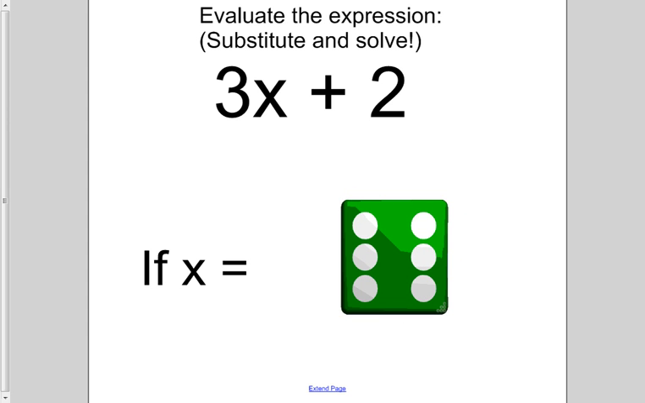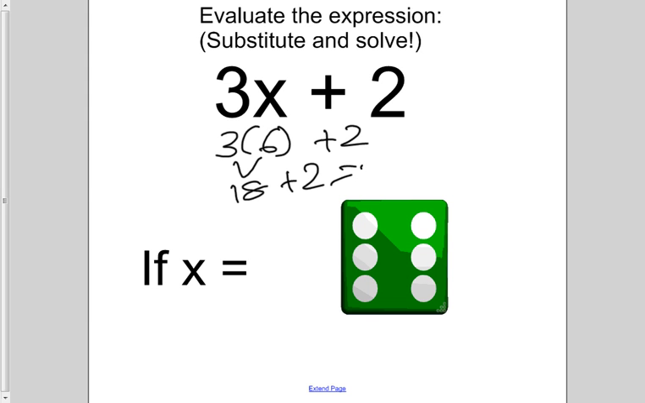How about if x is equal to 6? Give that a try. So we're going to do 3 times 6 plus 2. 3 times 6 equals 18. Plus 2 is equal to 20. All right.